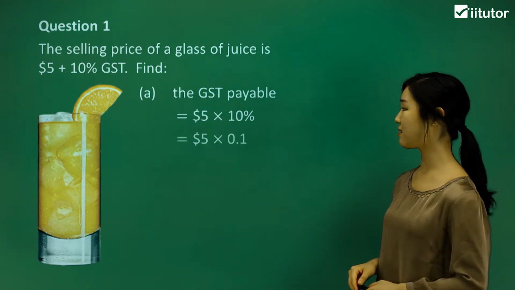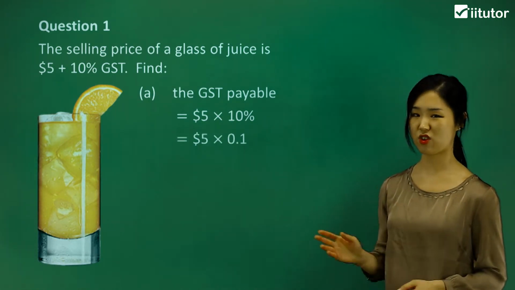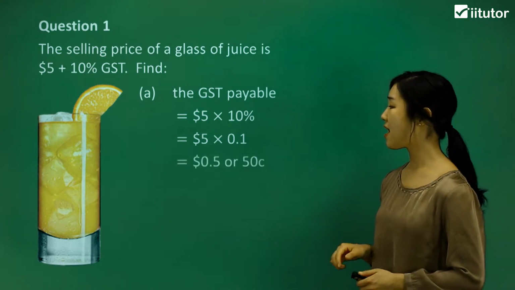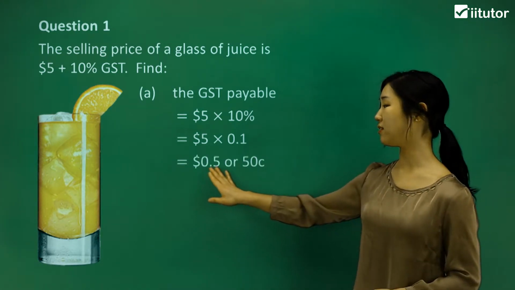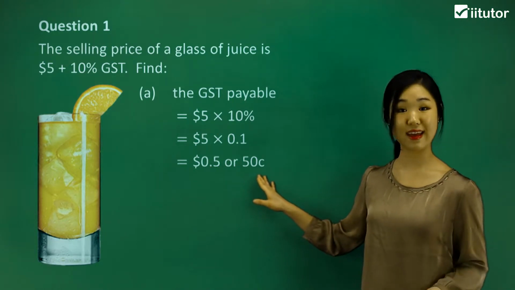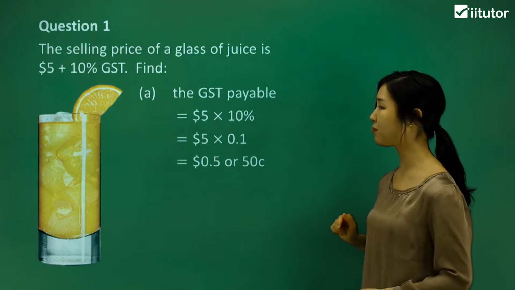And 10% is 0.1, isn't it? So you can convert it to a decimal if you like. And then if you multiply it, we get 0.5. Now this is in dollars, so if you like, you can change it to 50 cents. Yeah, either way is fine.